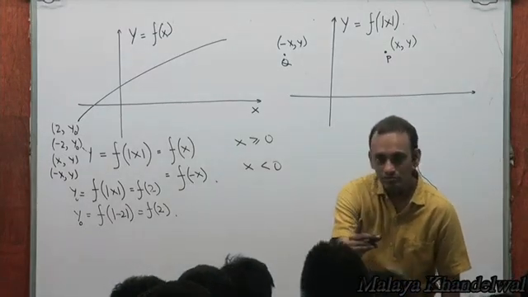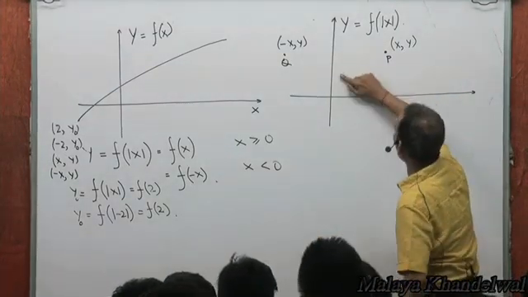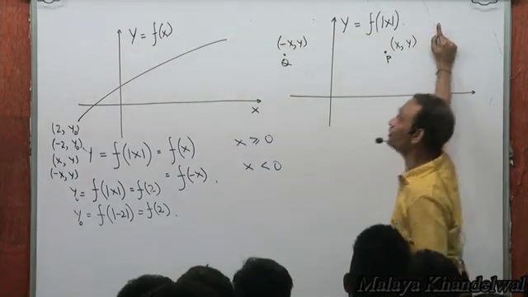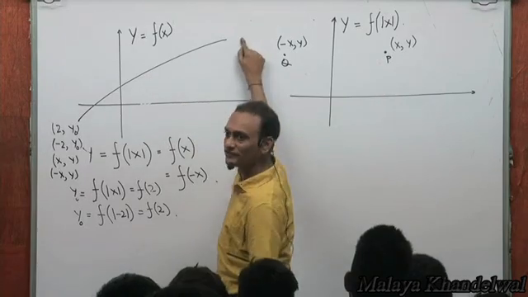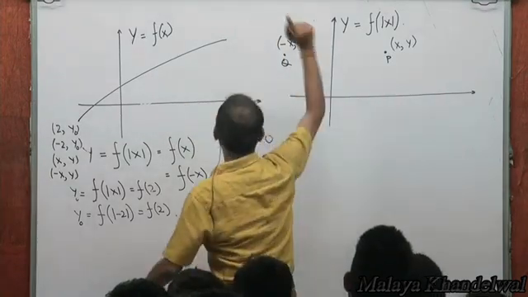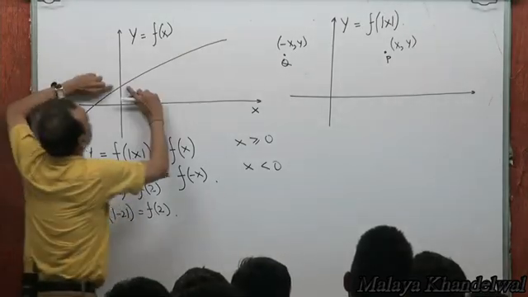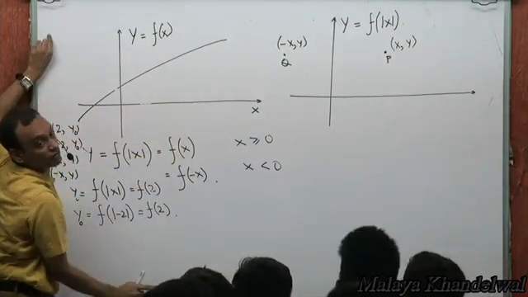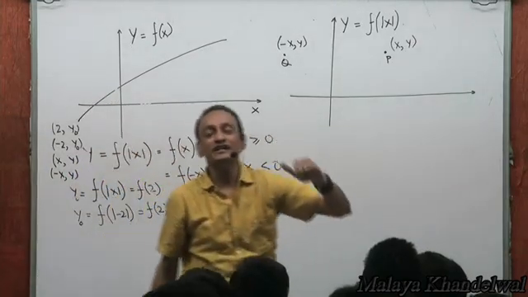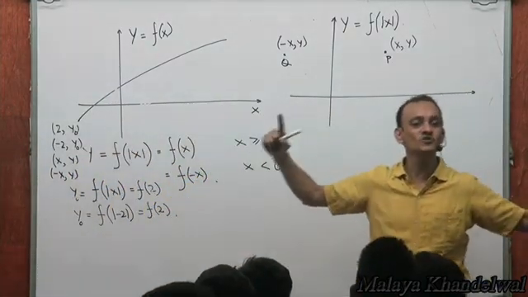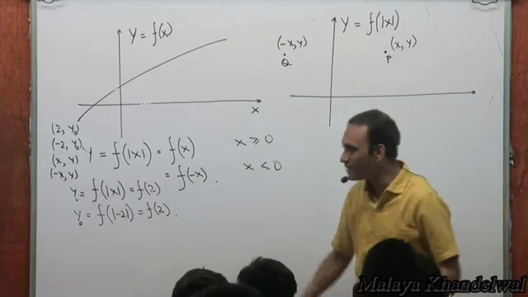Yes or no? Which means if I had knowledge of the graph of the function to the right of the y-axis, then all that I need to do is reflect this about the y-axis. This along with its reflection about the y-axis will give me the graph of y equal to f of mod x. Yes or no? You know what I'm saying?